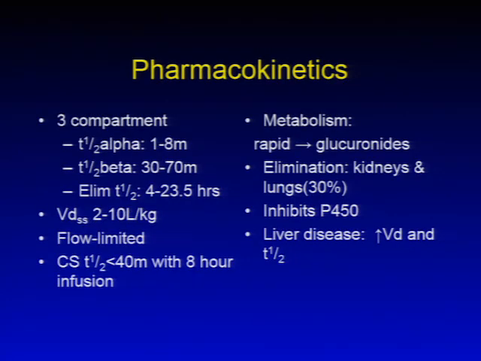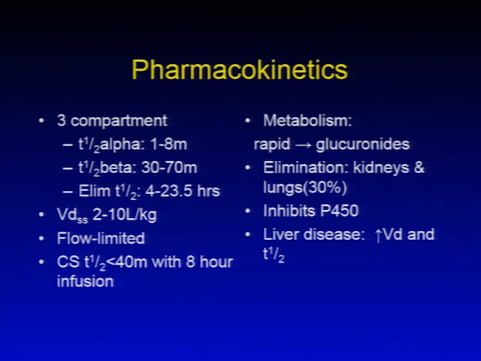Pharmacokinetics of propofol are best described via a 3-compartment model. The T-half alpha is about 1 to 8 minutes. T-half beta is about 30 to 70 minutes, with an elimination T-half of 4 to 23.5 hours. Volume of distribution ranges between 2 and 10 liters per kilo.